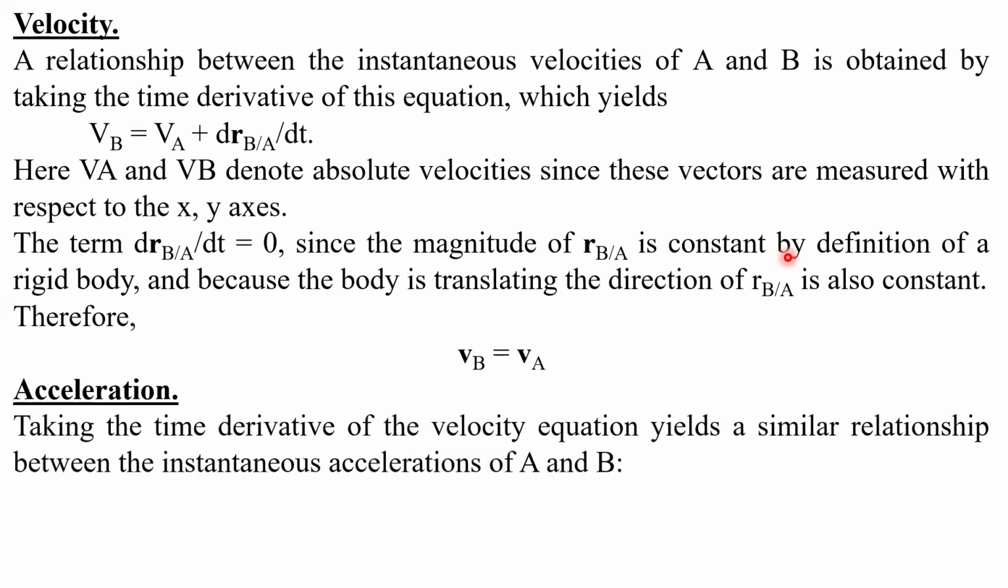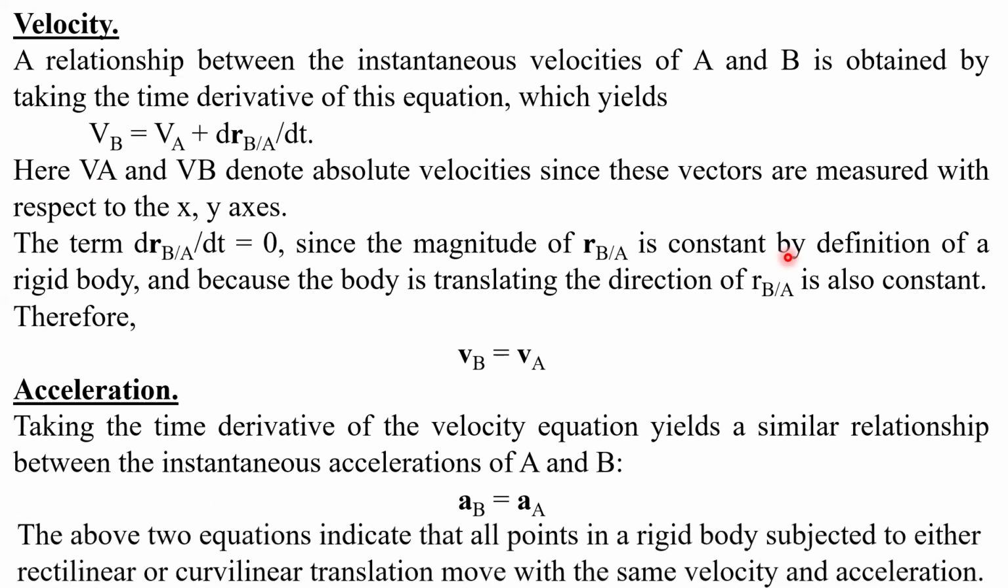When we take the time derivative of the velocity equation, that yields a similar relationship between the instantaneous accelerations of the two points A and B. So a_B is equal to a_A, that is, the acceleration at point B is the same as the acceleration at point A. So the two equations indicate that all points in a rigid body subjected to either rectilinear or curvilinear translation move with the same velocity and acceleration.